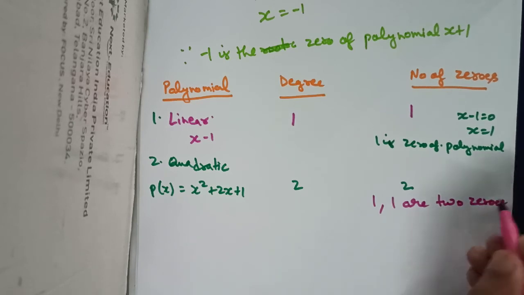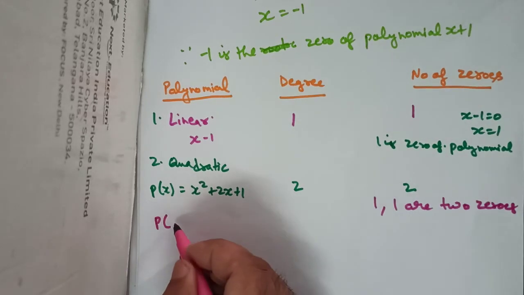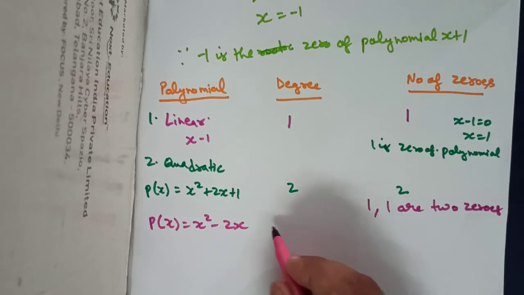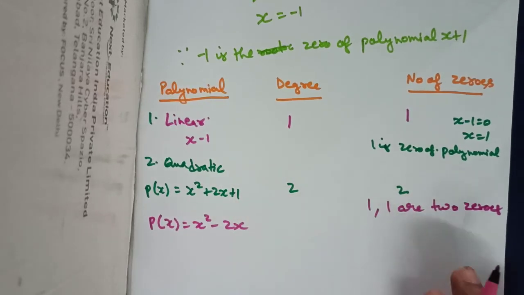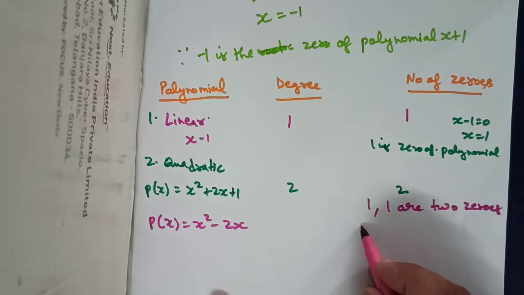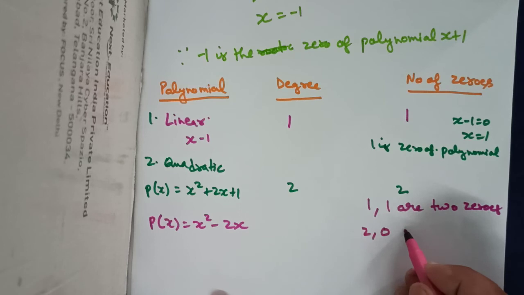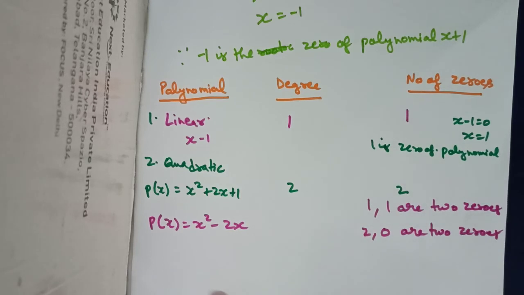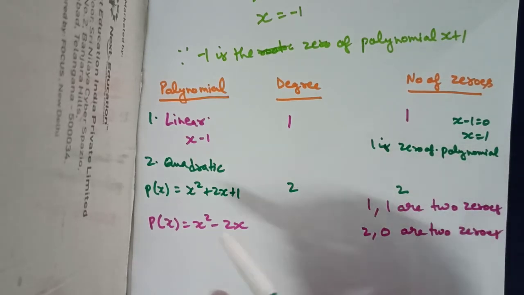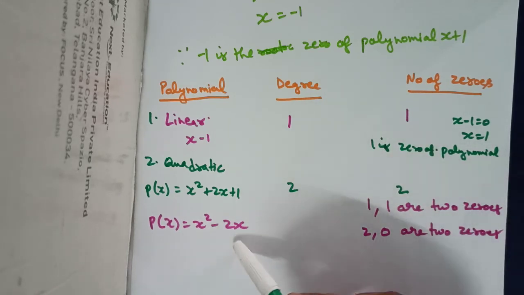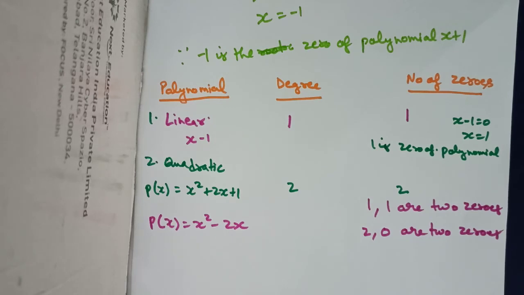But if we take another example, let's take p(x) equals x square minus 2x. Then in this case also the highest power is 2, the degree will be 2 only, the number of zeros will be 2 only, but the two zeros will not be the same. Here the two zeros will be different, that is 2 and 0. You can check also: if you substitute the value of the variable x as 2, then the polynomial becomes equal to 0. On substituting x as 0, the value of the polynomial also becomes equal to 0.